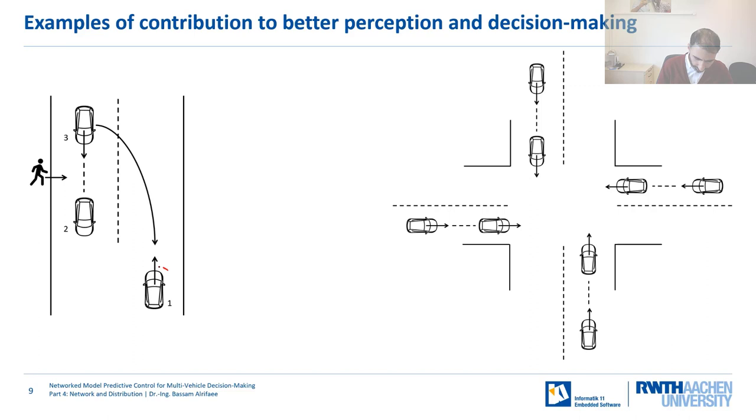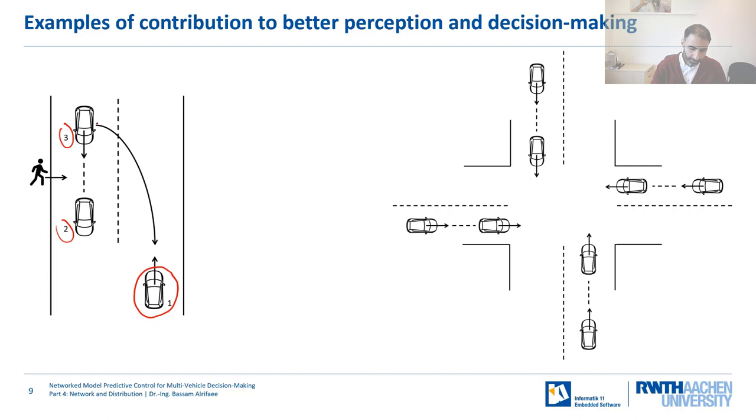Here, vehicle number one is driving from south to north on the right lane, right? Vehicle two is standing, so it's not moving. And vehicle three is moving from north to south. A pedestrian is going to cross the street behind vehicle number two. And the sensors of vehicle number three detect the pedestrian, right? And the sensors of vehicle number one don't see the pedestrian because he or she is behind vehicle number two.